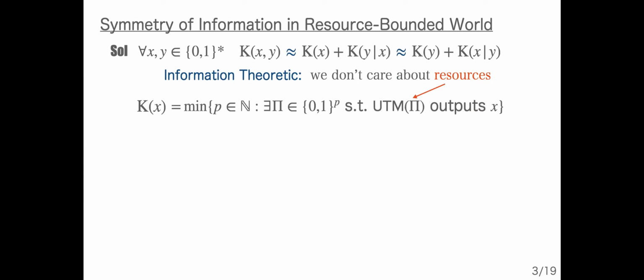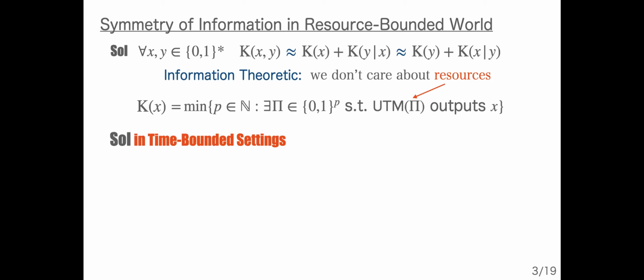This conventional symmetry of information is very information theoretic, as the name says, in the sense that we do not care about resources in the definition of algorithmic information, particularly in the definition of Kolmogorov complexity. However, our world is, of course, resource bounded.